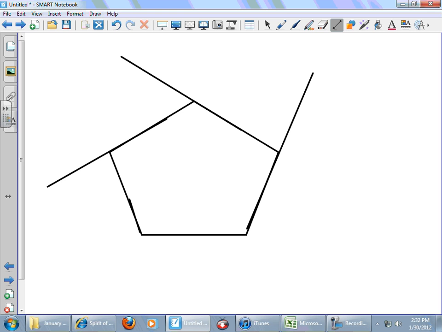I always like when you do the exterior angles on the pentagon, it kind of looks like the beginning of a James Bond movie or something.